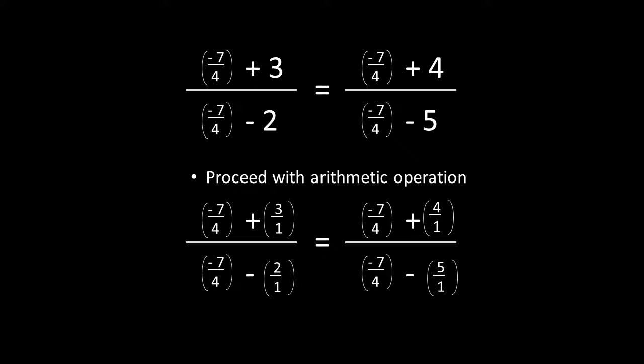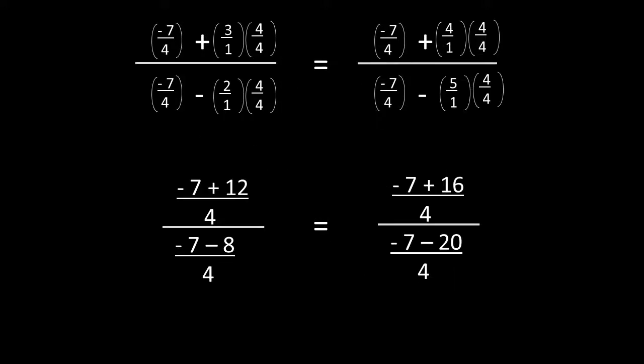In (-7/4 + 3)/(-7/4 - 2) = (-7/4 + 4)/(-7/4 - 5), this clearly shows the difference of the denominators present in each expression. Our goal here is to have them with the same denominators using their respective LCDs.